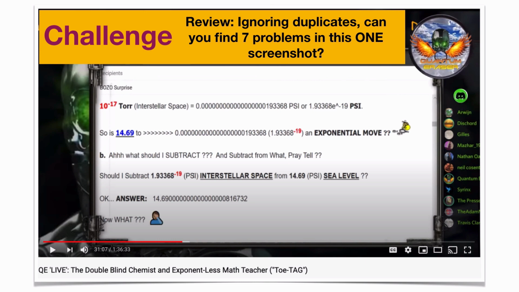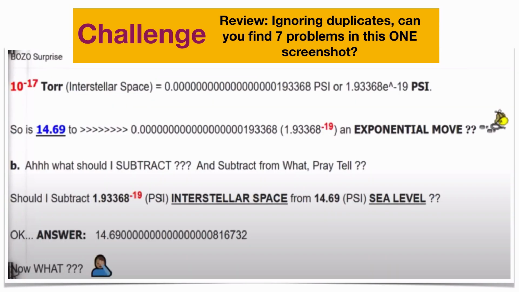So let's do a bit of a review. We've covered a number of topics so far. And what I want you to do is find 7 problems in just this one screenshot. So let me zoom in a little bit so you can see the details a little better. Feel free to pause the video. See if you could find 7 things wrong, ignoring duplicates. If you do include the duplicates, it's even more. What are 7 errors?